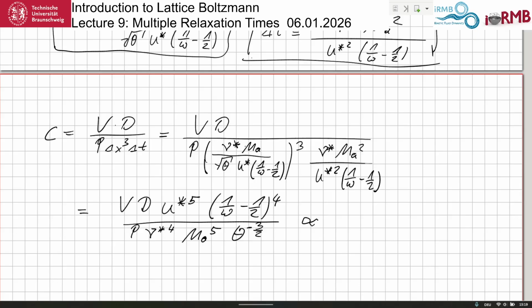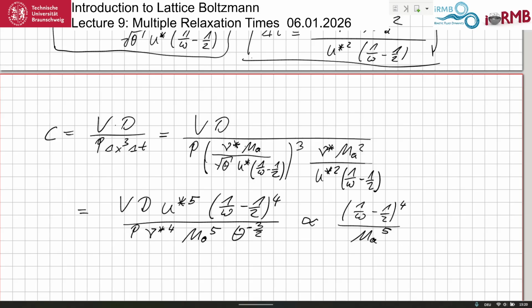Don't bother with this. So now suppose these things here are non-modifiable. So volume, duration, velocity scale, they are not modifiable. Viscosity is not modifiable. P in principle is modifiable, but only with a better computer. So what we can choose in terms of parameters is 1 over omega minus 1/2 to the power of 4, or we can choose the Mach number. The Mach number is also a big lever. Yeah, it goes with the fifth.